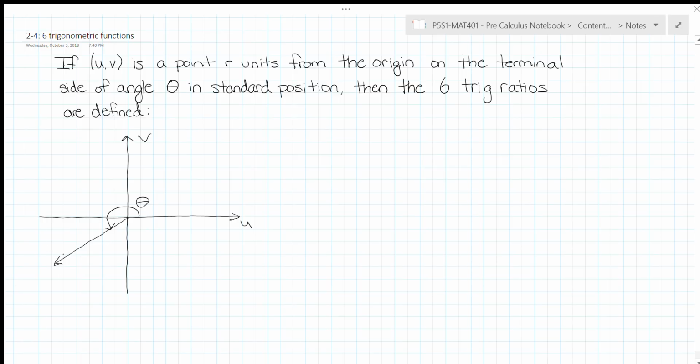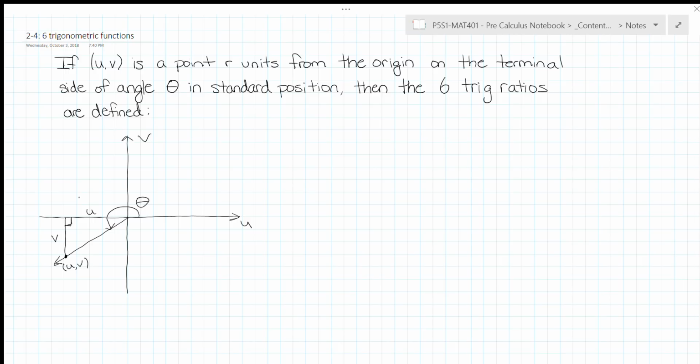Doesn't matter where you put it. Every point on that side will have the same ratios. But if we put that point there and label it (u, v), draw the reference triangle that we were introduced to in the last class. Go straight back to the horizontal side here. Mark that as a right angle. Then this displacement from 0, that's your u. This distance here is your vertical coordinate, that's your v.